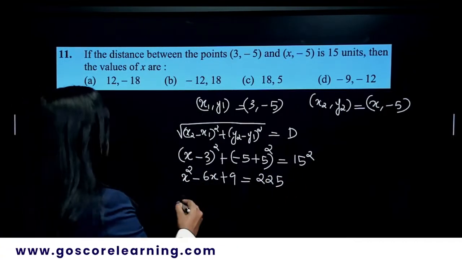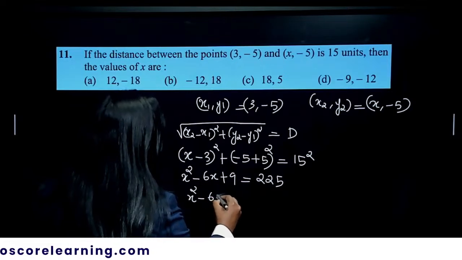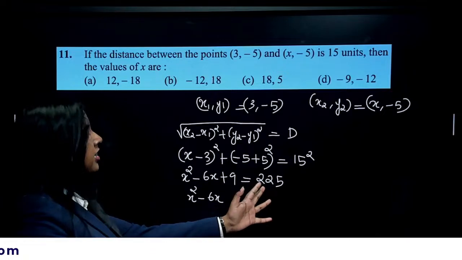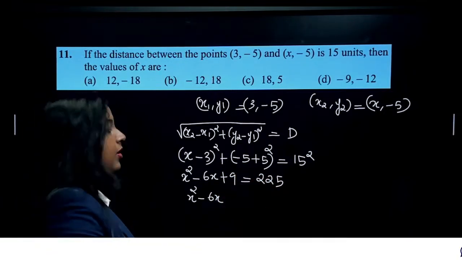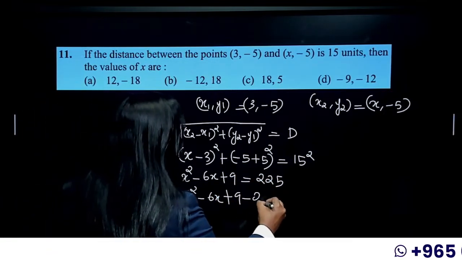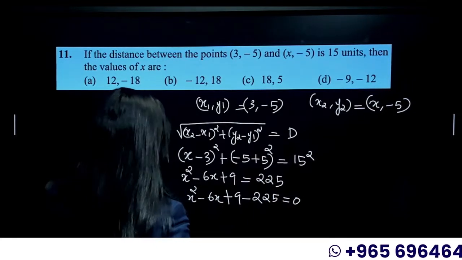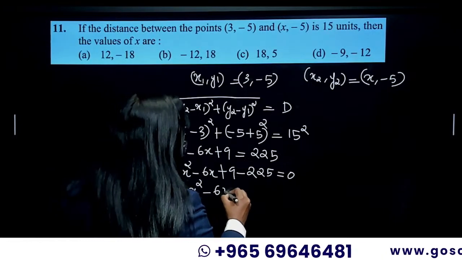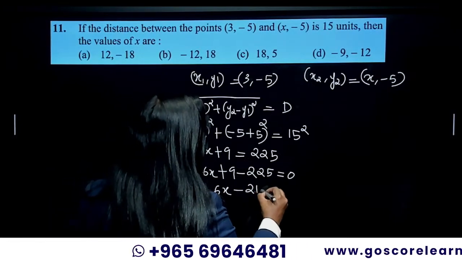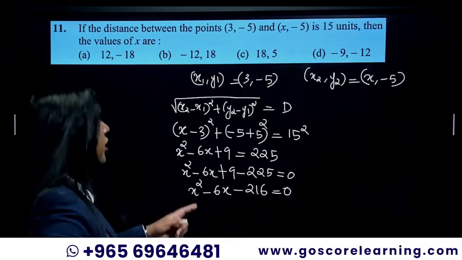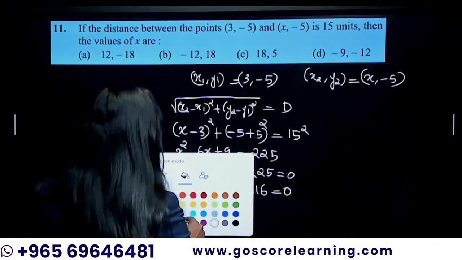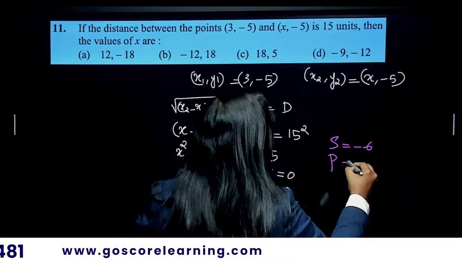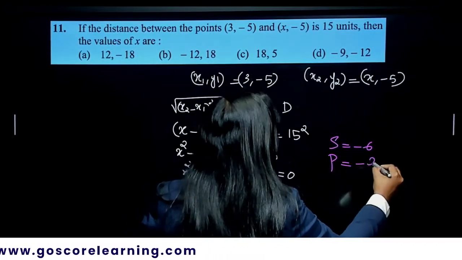So x square minus 6x, then plus 9 minus 225. I'm bringing this 225 to this side. It will become, if you want, I'll write that step, equal to 0. So x squared minus 6x minus 216 is equal to 0. So you need to find two numbers such that the sum of those two numbers is equal to minus 6 and the product of those two numbers is equal to negative 216.